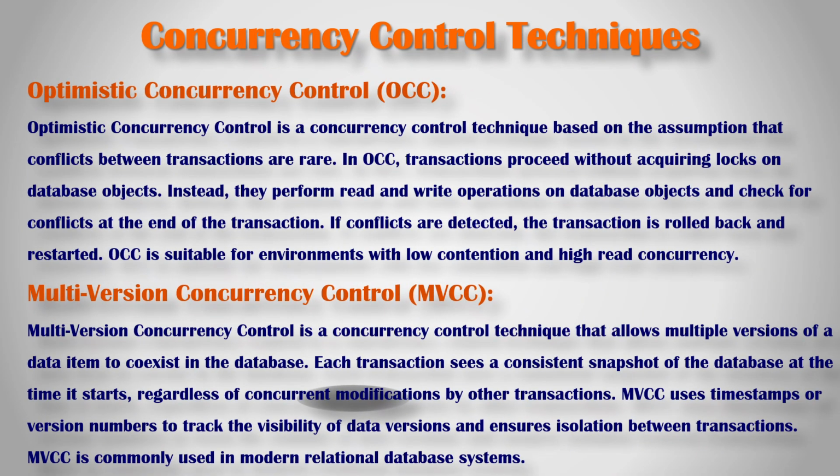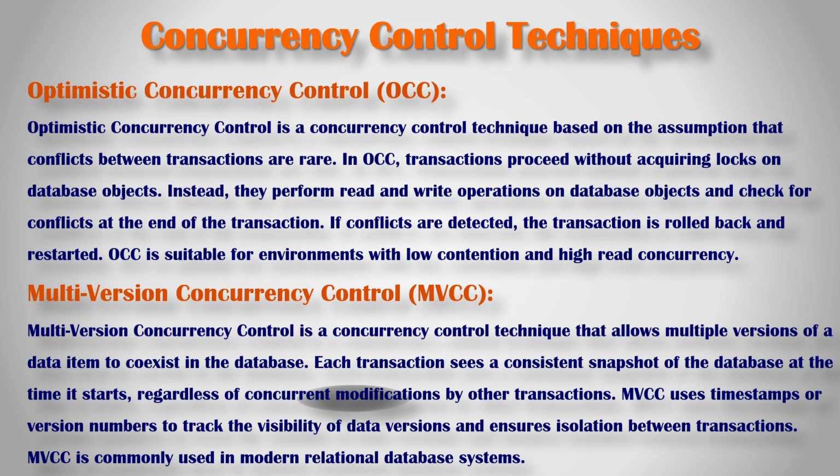Optimistic concurrency control, OCC. Optimistic concurrency control is a concurrency control technique based on the assumption that conflicts between transactions are rare. In OCC, transactions proceed without acquiring locks on database objects. Instead, they perform read and write operations on database objects and check for conflicts at the end of the transaction. If conflicts are detected, the transaction is rolled back and restarted. OCC is suitable for environments with low contention and high read concurrency.